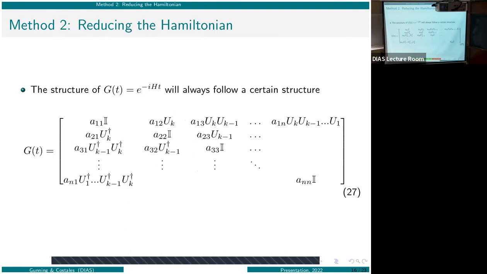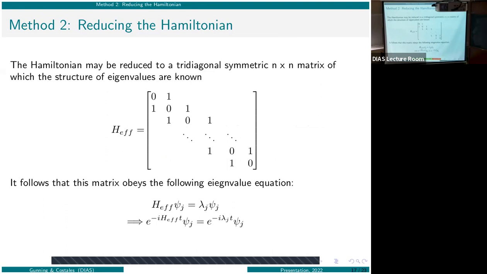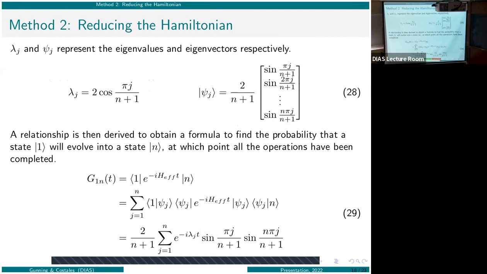So we were working on reducing the Hamiltonian. And we can do this because our G of T always follows a certain structure, which can be proven by induction. So we actually know where each of the U1s and the U2s and UKs will show up in our G of T. Therefore, we can reduce our Hamiltonian to get an effective Hamiltonian, which is a tri-diagonal symmetric matrix made of zeros and ones. And it follows that this matrix obeys the eigenvalue equation given there. And it can be shown that this effective Hamiltonian has these eigenvalues and eigenvectors given by equation 28.